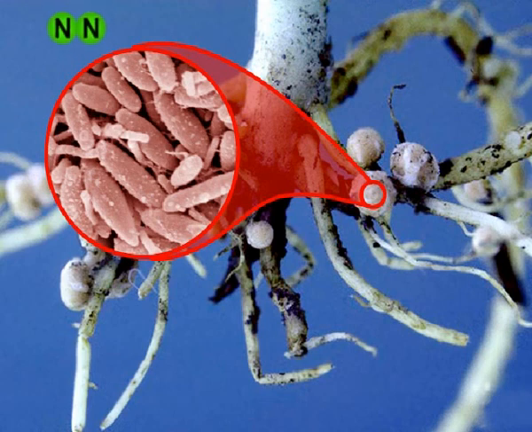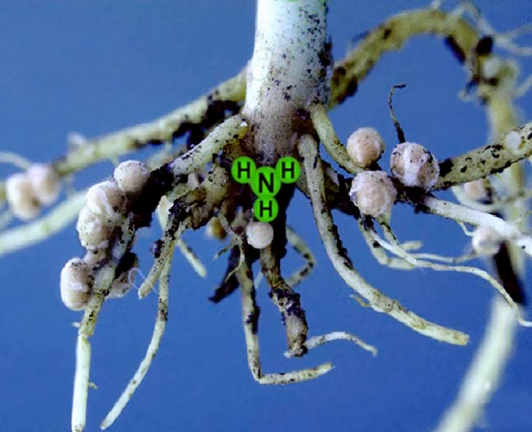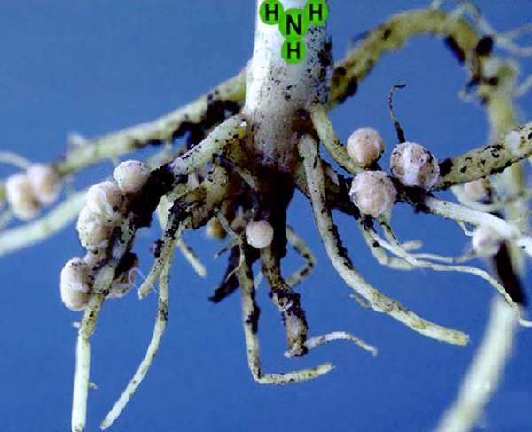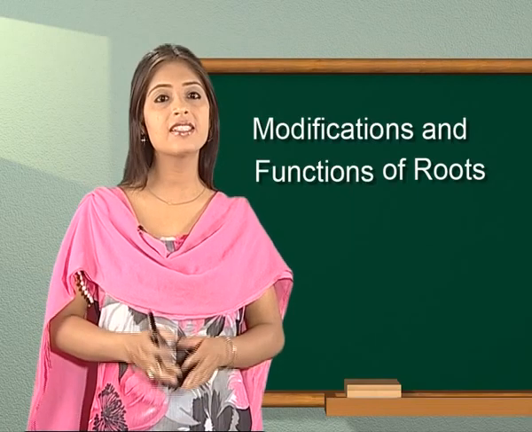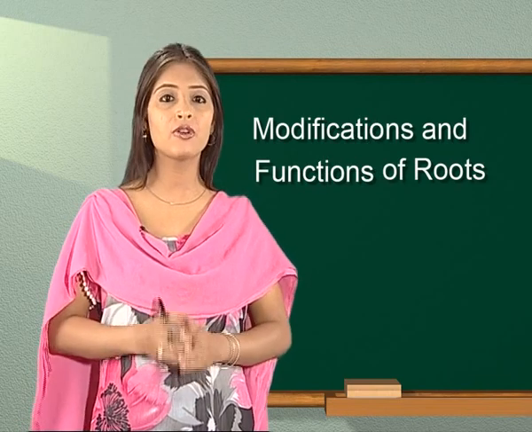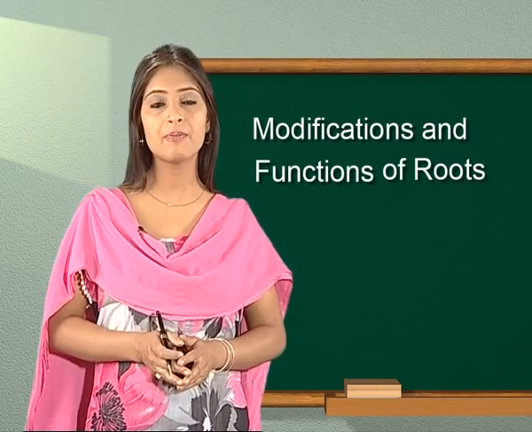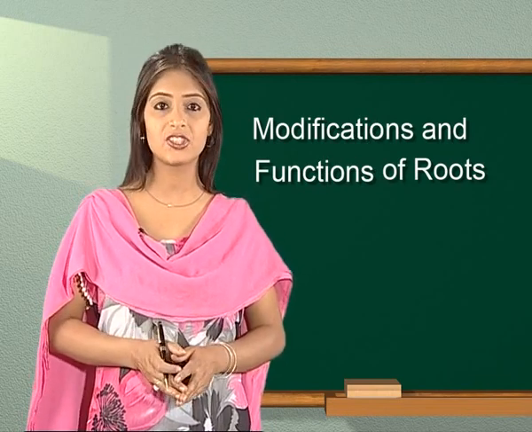These bacteria fix free atmospheric nitrogen into organic compounds of nitrogen. The fixed nitrogen is absorbed by the plants and in return, the plant provides food and shelter to the bacteria. Students, this is a very good and commonly found example of symbiotic relationship.